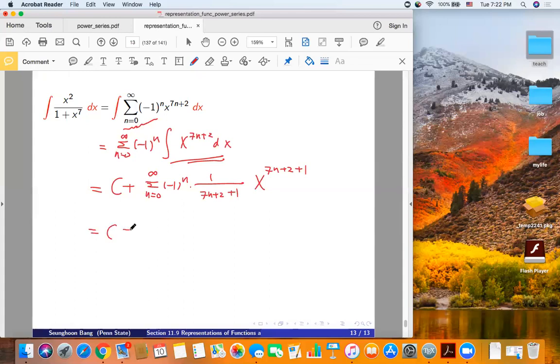So we have c plus the summation n equals 0 to infinity of negative 1 to the power n, x to the 7n plus 2 plus 1, which is x to the 7n plus 3, over the bottom 7n plus 3. So we have it. What's the radius of convergence? Exactly the same as the original one, r equals 1. Okay, so this is exactly the order of today's lecture.